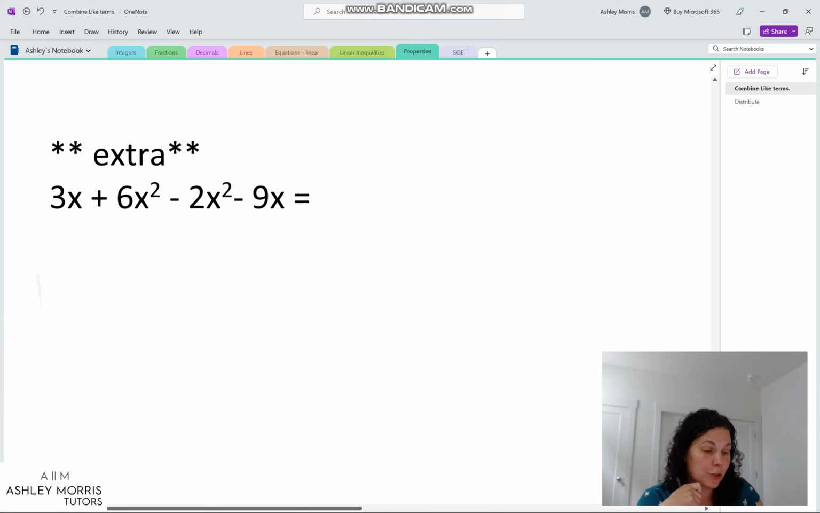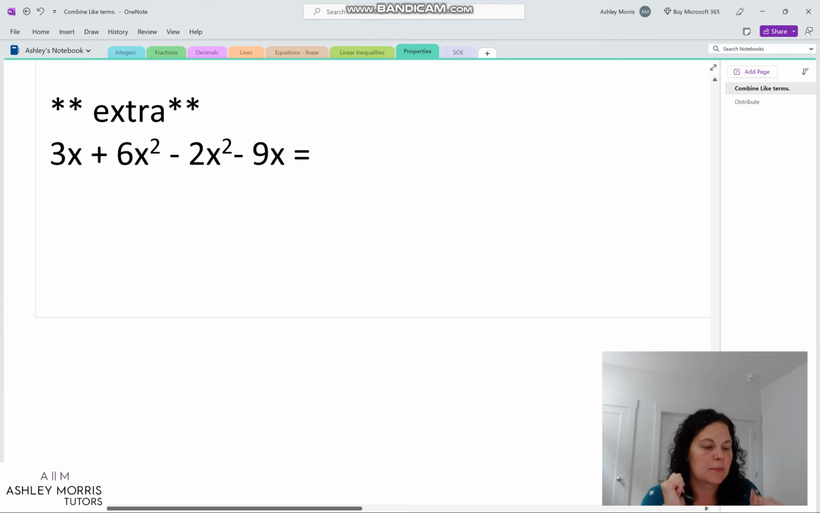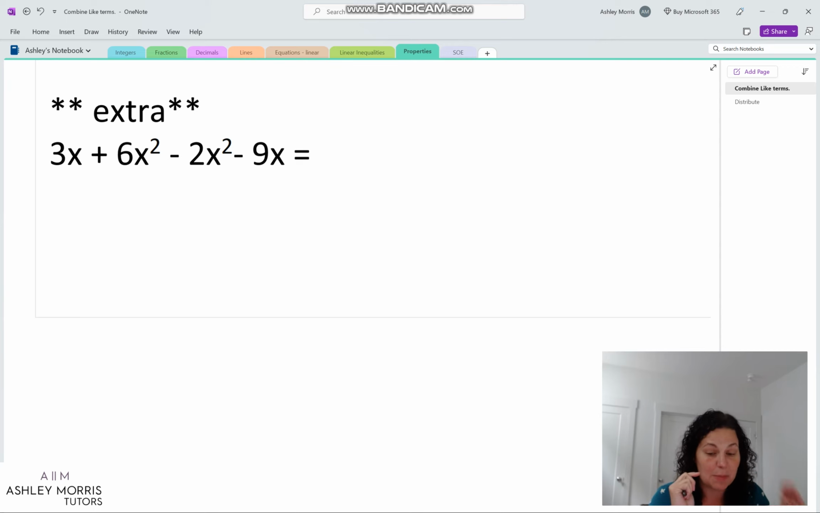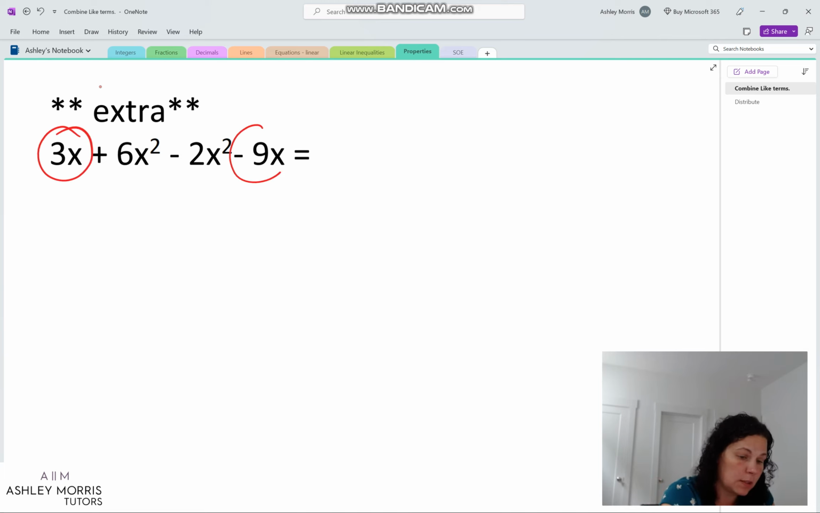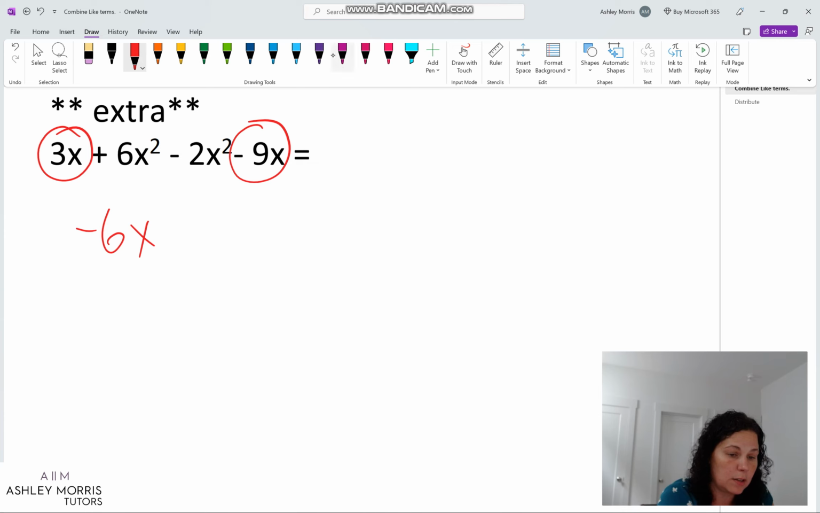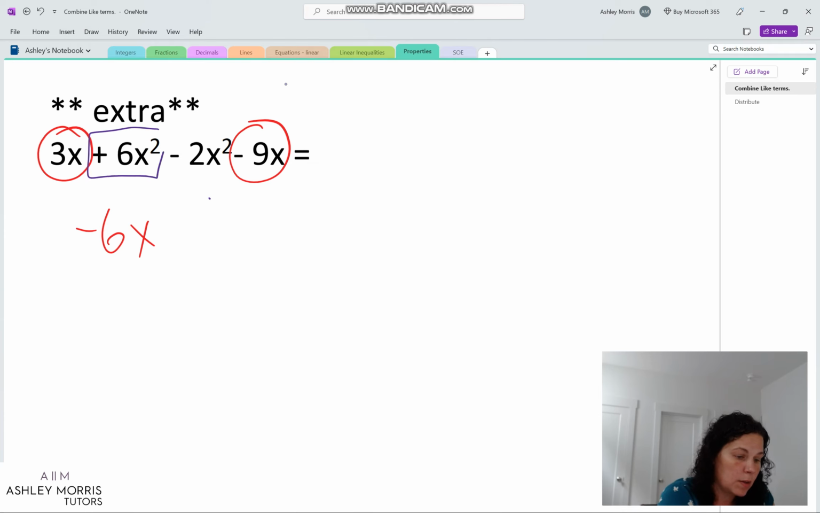Now this extra one is fun. Remember how we said like terms have to have the same variable and exponent. So here we've got some x's and some x squareds. Only the x's go together. Only the x squareds go together. So this one and this one, 3x minus 9x gives me negative 6x. And then different color. Positive 6x squared minus 2x squared gives me a positive 4x squared.